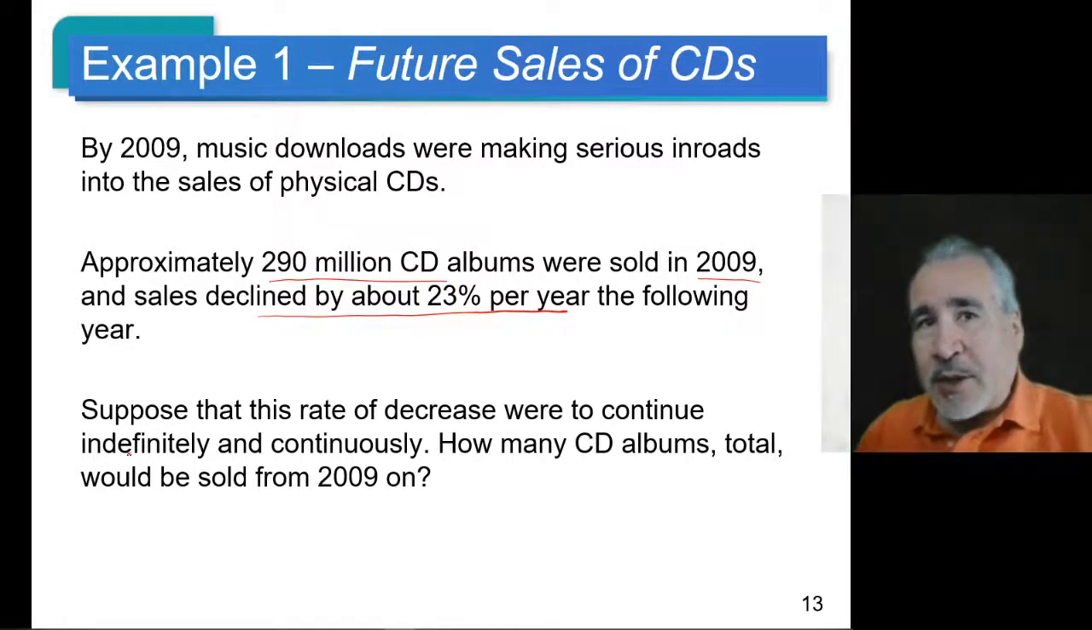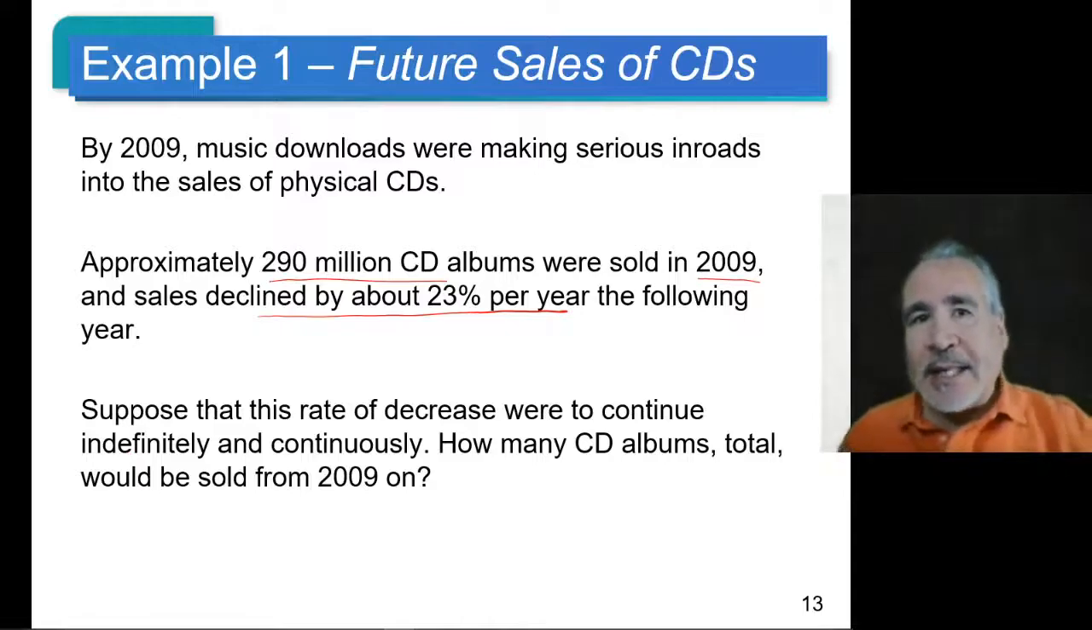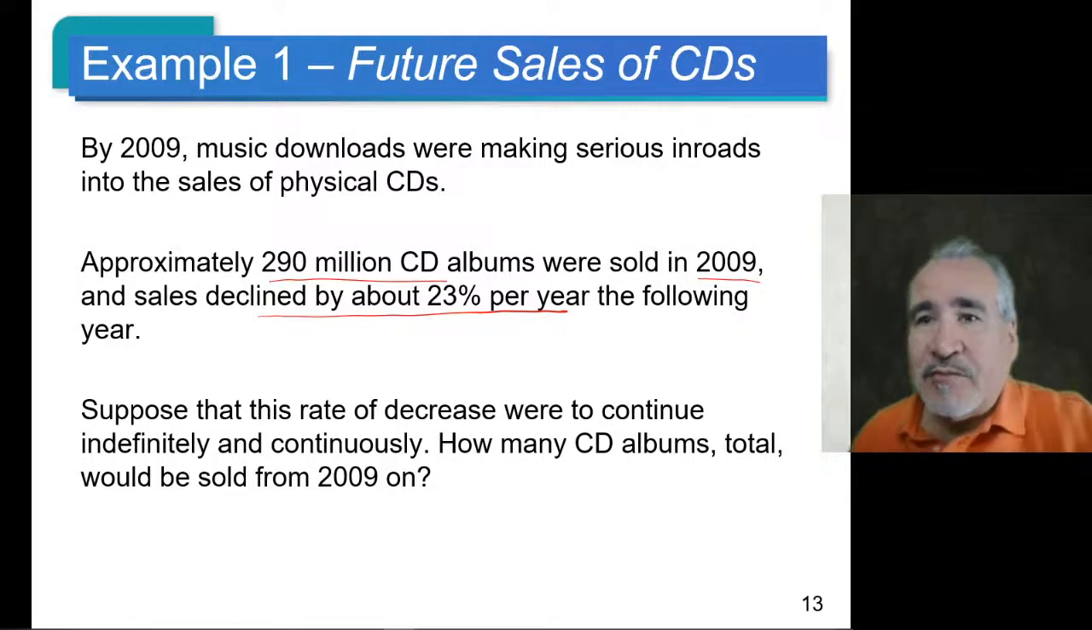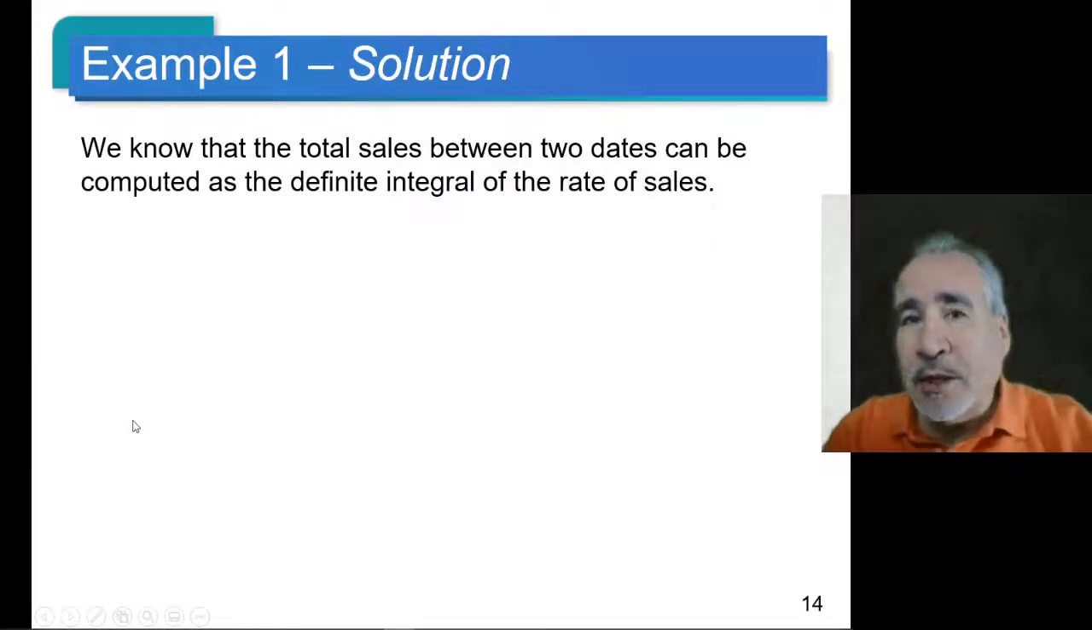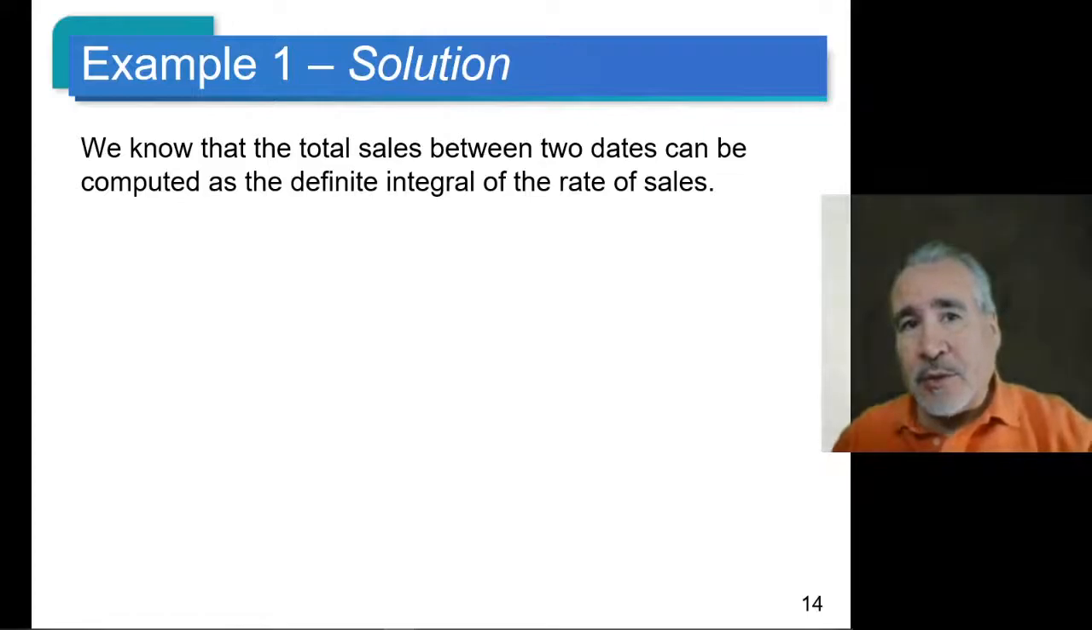So we're going down by 23% each year. Now the idea is that we would never completely run out, but obviously there is a time when CD albums would sort of stop being sold. But in 2009, we don't know when that's going to be. So what we can do is we want to see what's the total sold.